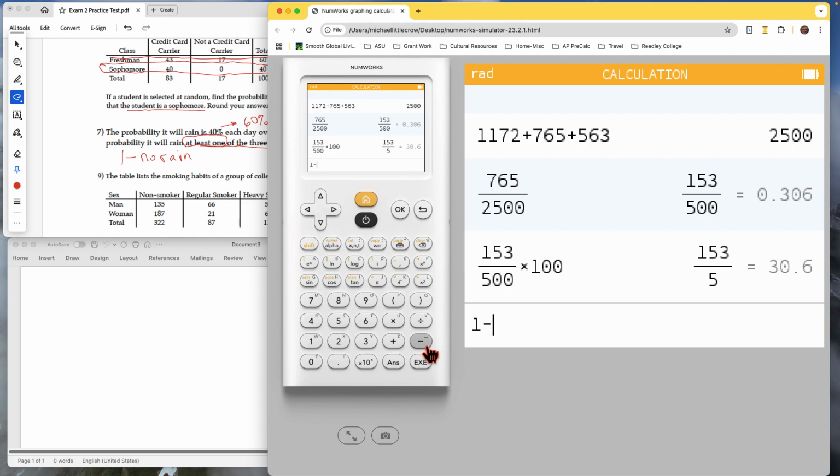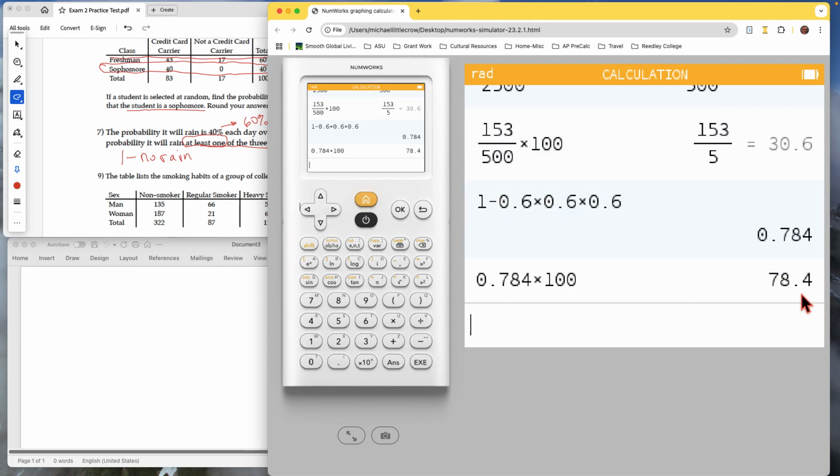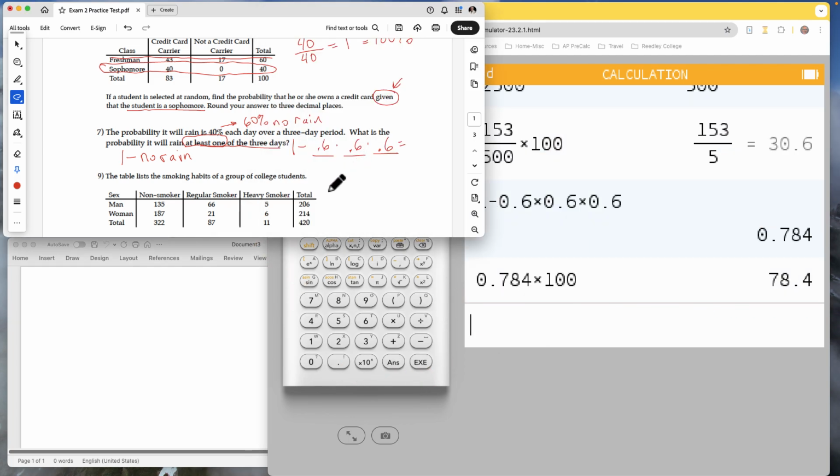So we take 1 minus 0.6 times 0.6 times 0.6. Now we didn't need a parentheses around this. We do need to do the 0.6 because of order of operations, it'll multiply first and then subtract, but it gives us that it's 0.784. Multiply that times 100, and that's 78.4%. So we could list either one of those as our answer.